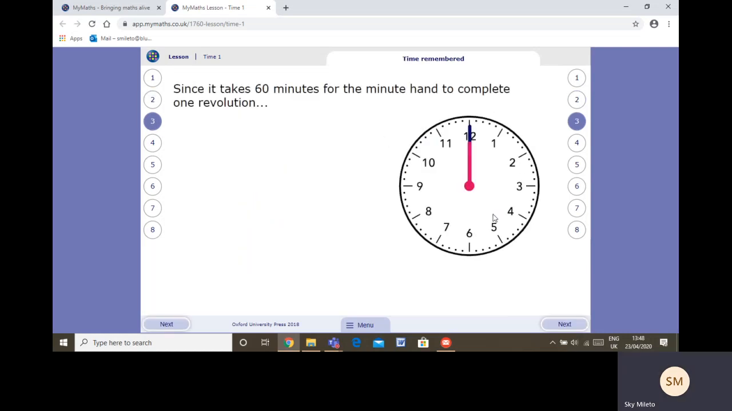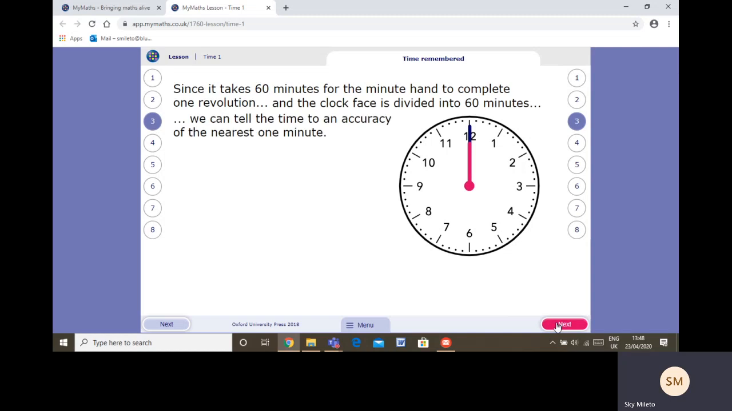So it takes 60 minutes for the minute hand to complete 1 revolution. A revolution is a full turn, so 1 time around the clock. And the clock face is divided into the 60 minutes. We can tell the time accurately to the nearest 1 minute. And remember, each little dot, I haven't covered this in a little while, is 1 minute.